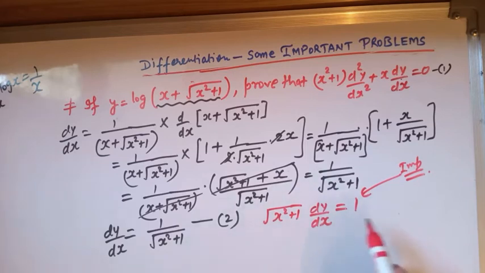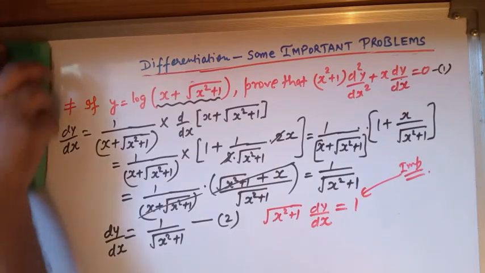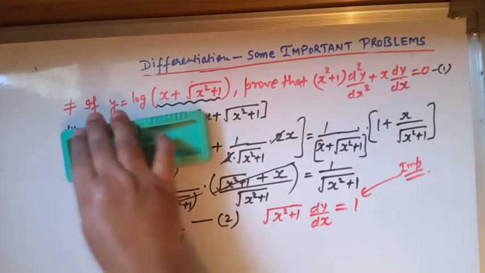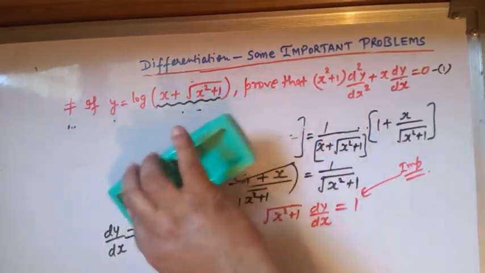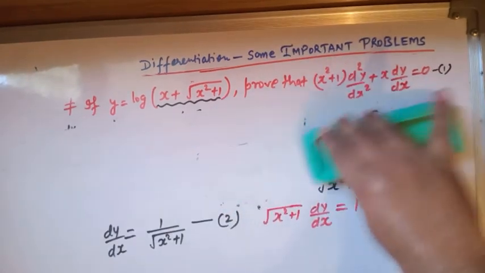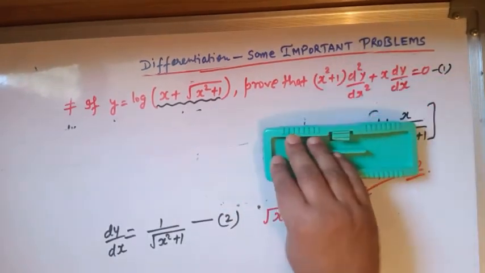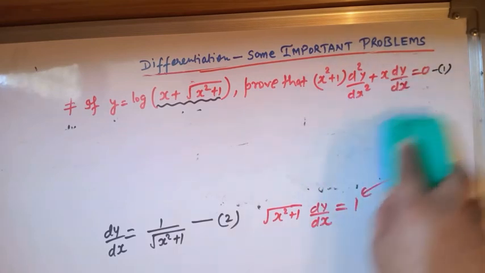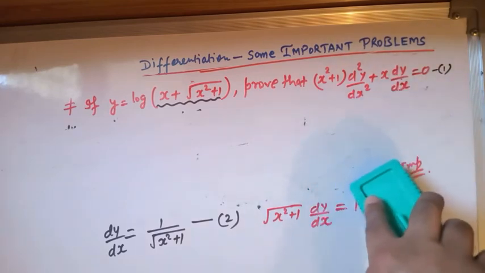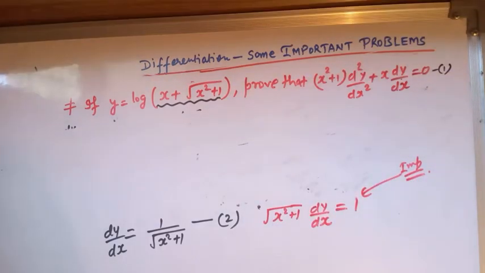Clear? Now we differentiate both sides with respect to x. Clear? So now we will differentiate both sides with respect to x. So this is the product of two functions. This is f and this is g. So we'll use the product rule here. Okay? Clear?